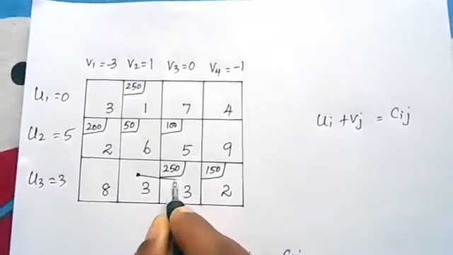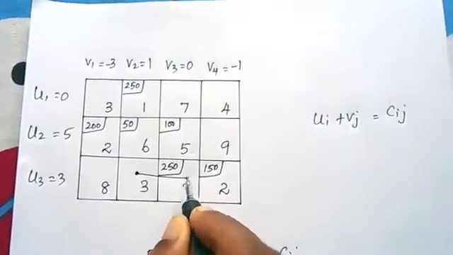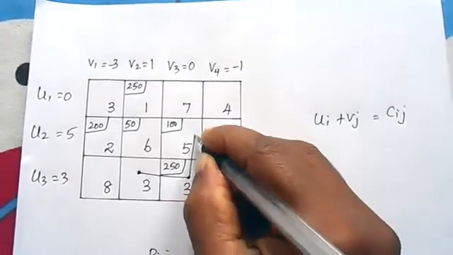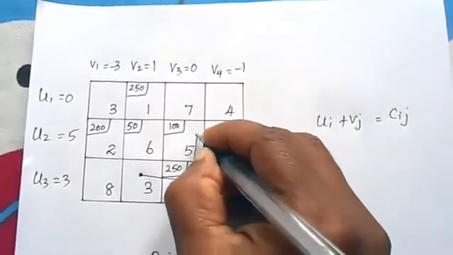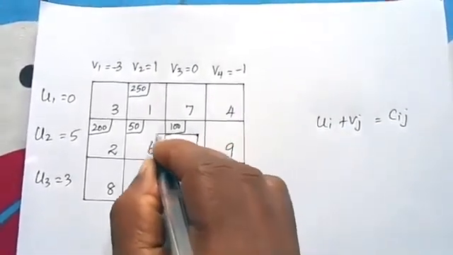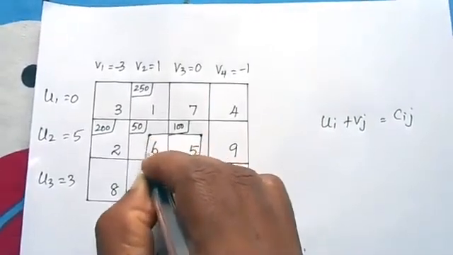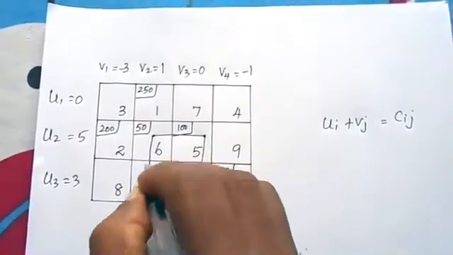From here you can move here. Here you can take a turn. From here you can move like this. This is also an allocated cell. From here you have to move like this. This is also an allocated cell. Now we can join. So this is a closed possible loop.